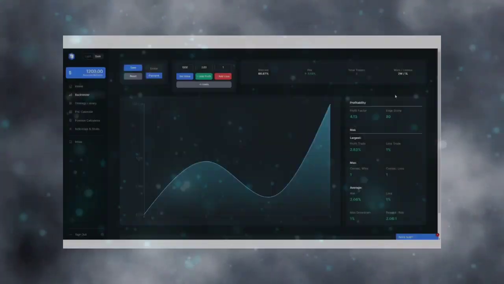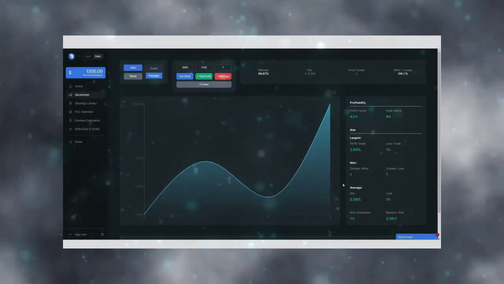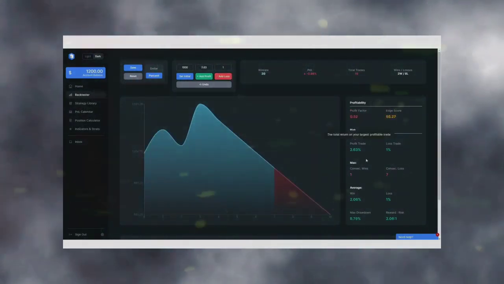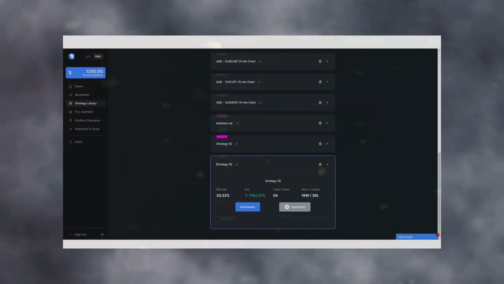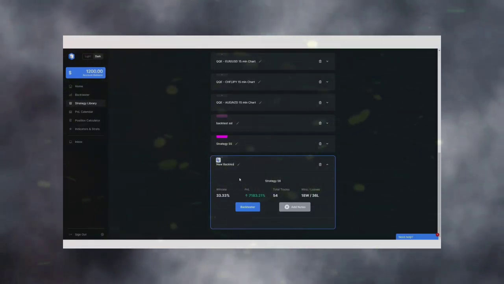Once we're done with the backtesting, TraderEdge will provide us with a detailed matrix, including important information such as win rate, maximum drawdown, and profit results. It also allows us to save the data and add more backtests, which will all be stored in the strategy library.